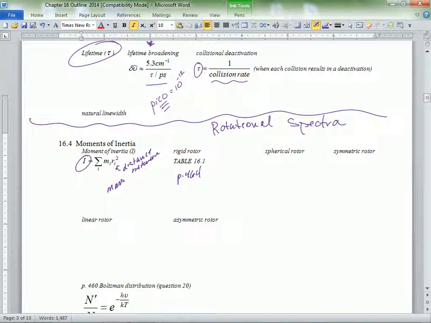It's easy if we just had two objects, right? Then it'd be the distance between the two, right? Like look at the diatomic, right? Number 1. But anything other than that, it gets uglier.